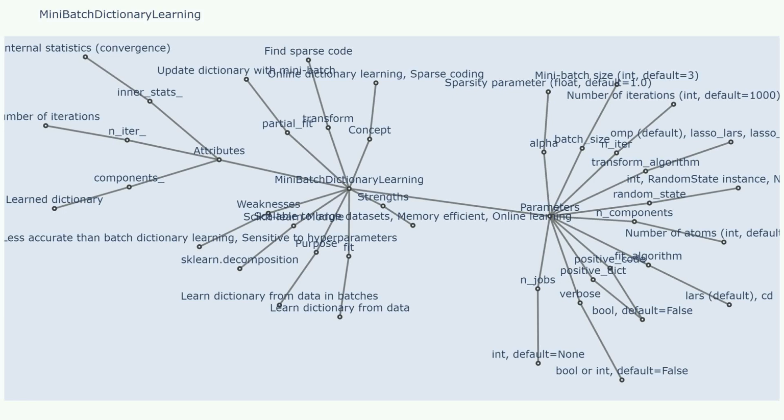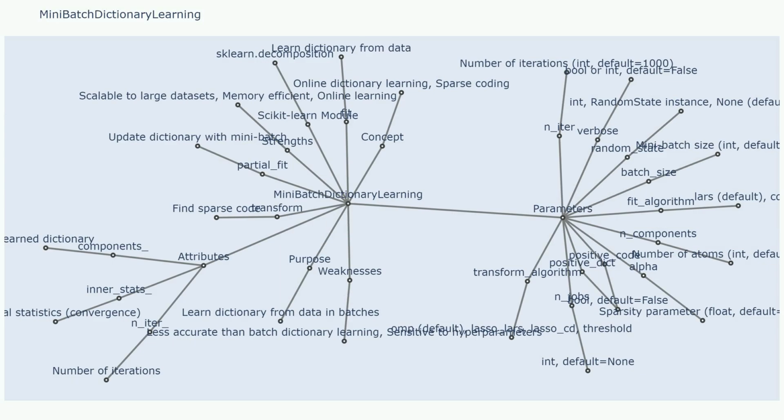Unpacking sklearn's mini-batch dictionary learning, a deep dive. The mini-batch dictionary learning class in scikit-learn (sklearn) is a powerful tool for sparse coding, a technique used for representing data as a linear combination of a small set of atoms or dictionary elements. This is particularly useful when dealing with high-dimensional data where traditional methods might struggle.